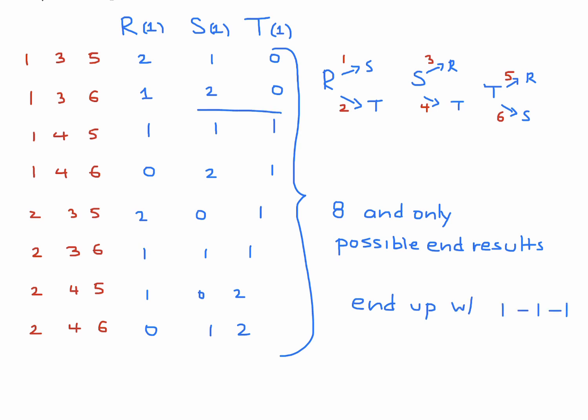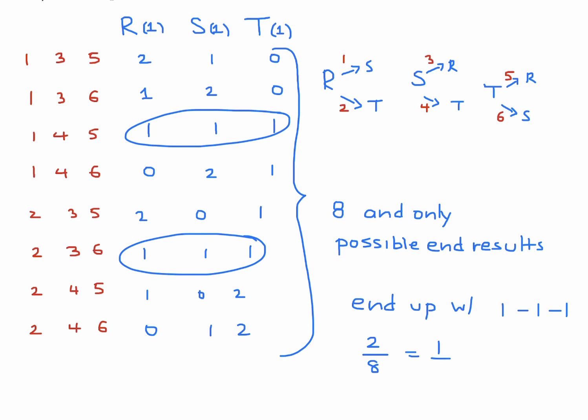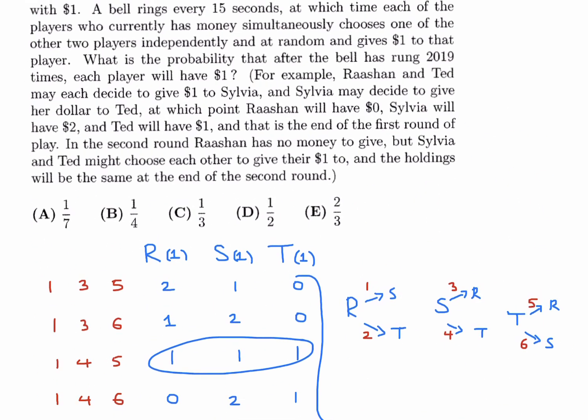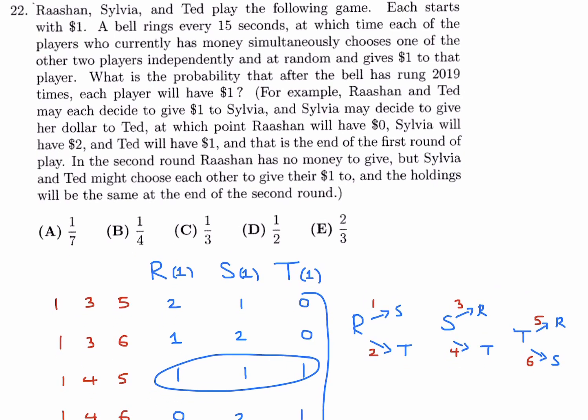Well, that's 1, 1, 1, and that's 1, 1, 1. So of the 8 possible ways of ending, 2 end up the way we want. So 2 out of 8 is the probability, which of course in lowest terms is a quarter. And that's it. So number 22, the answer is B.